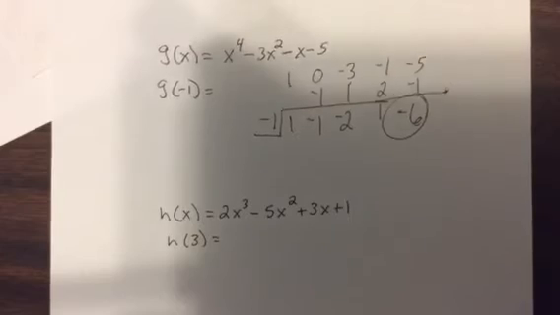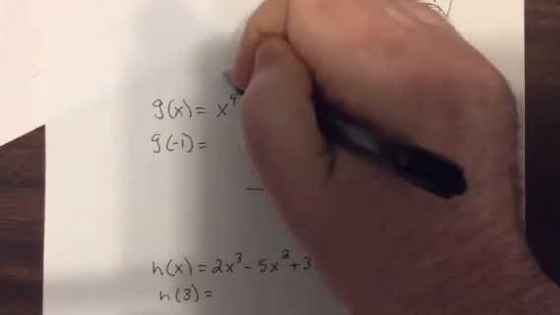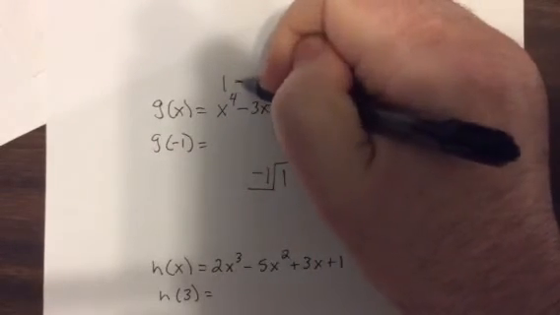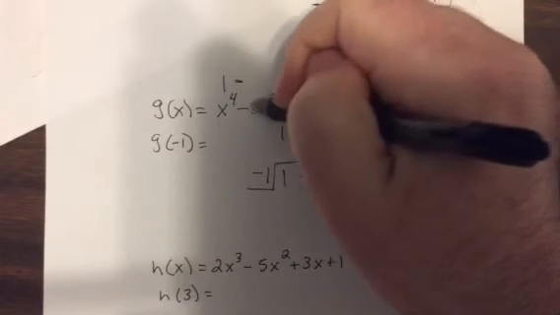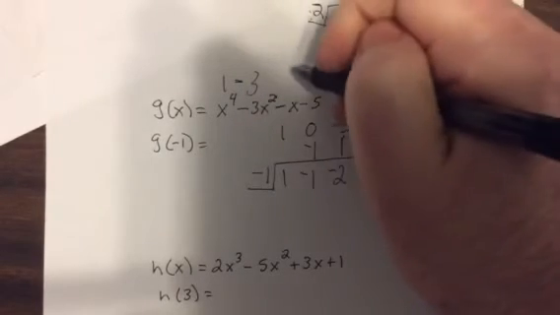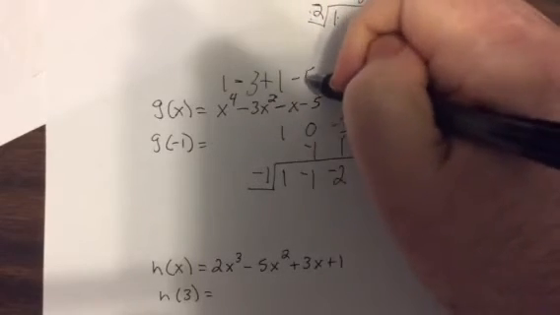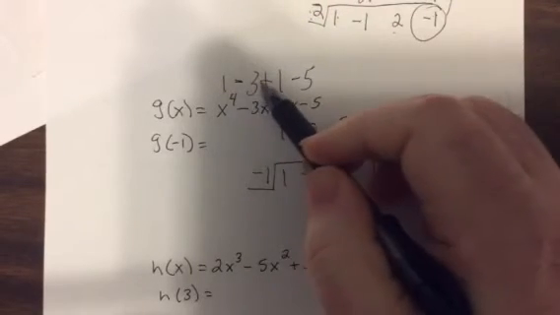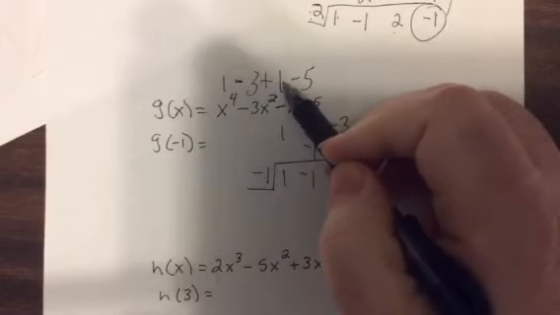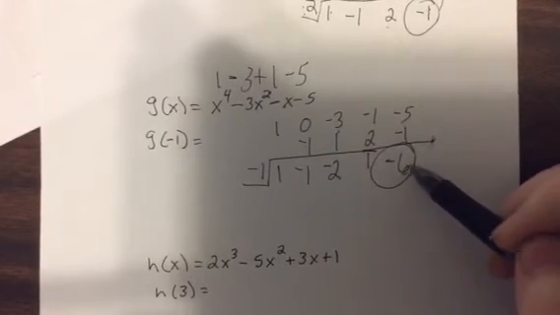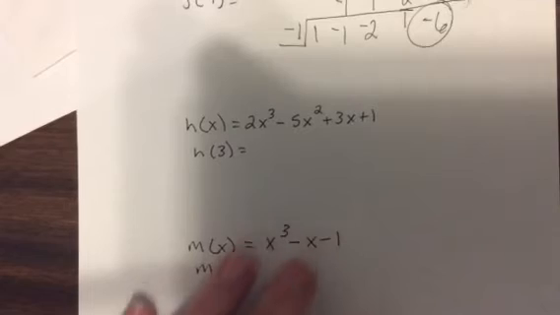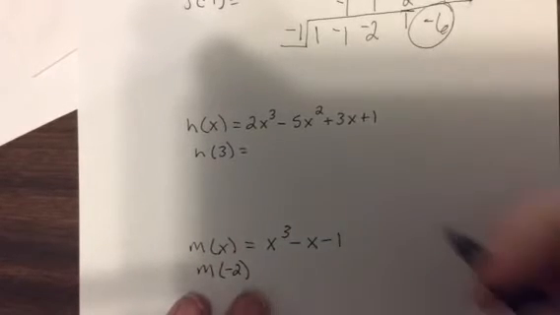So let's do it one more time by putting it in. Negative 1 to the 4th is 1. Minus negative 1 squared is 1 times that, be negative 3. This would be plus 1 minus 5. So negative 2 plus 1 is negative 1, minus 5 is negative 6. So I'm not saying it's better, it's just another option.